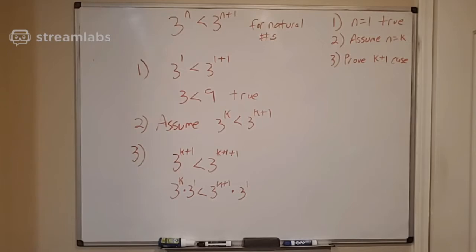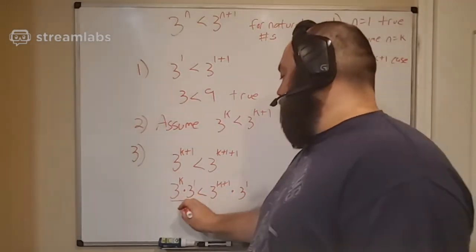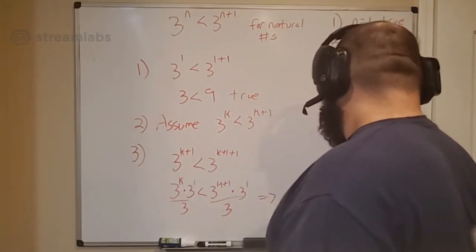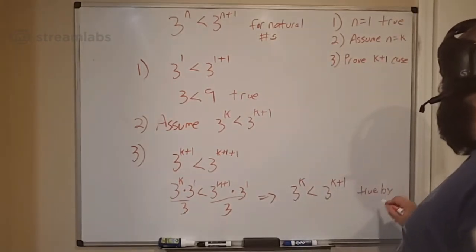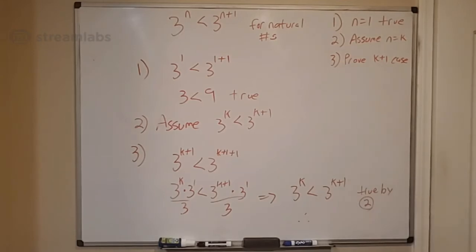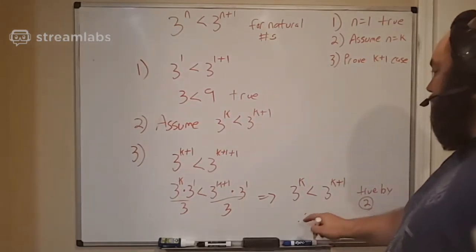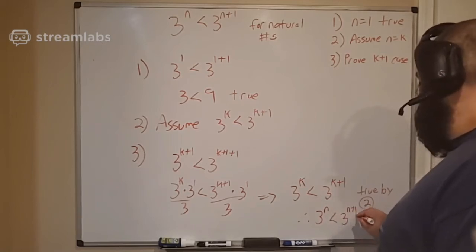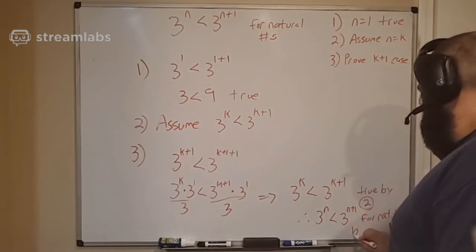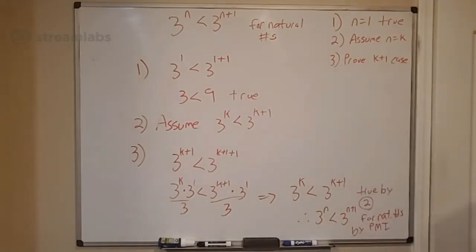Okay, well at that point the rest of the problem tends to be pretty easy because I can divide both sides by 3 and you get 3 to the k is less than 3 to the k plus 1, which is true by step 2. Therefore, it's true. In case you've never seen the 3 dots before, 3 dots mean therefore. So therefore 3 to the n is less than 3 to the n plus 1 for natural numbers, by the principle of mathematical induction. Any questions on what I did?